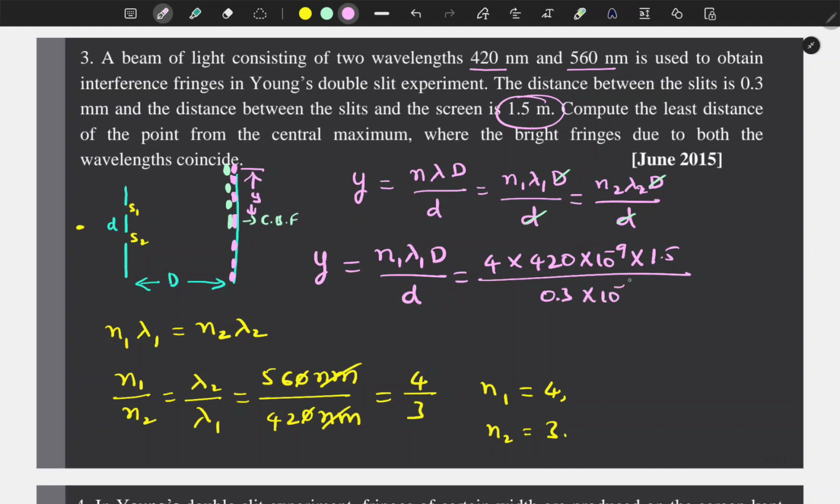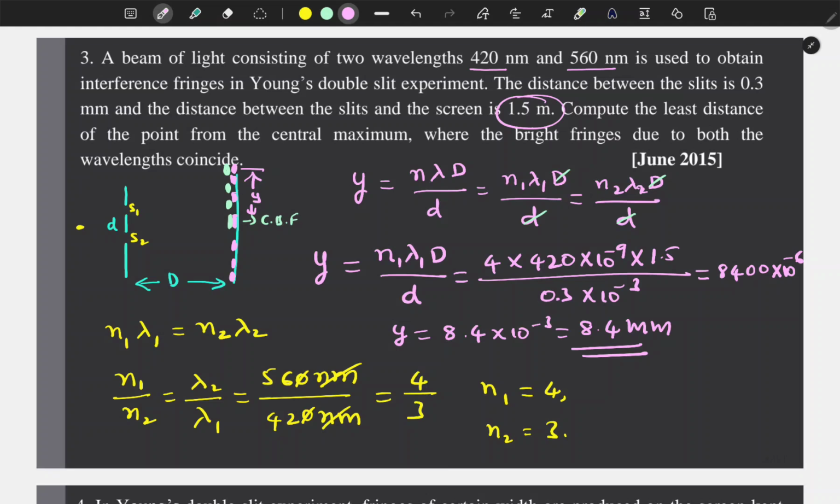0.3 millimeter, 10 to the power minus 3. So how much do you get if you solve this? Let me solve it and write the final answer. I am getting around 8400 into 10 to the power minus 9. That is, y value is equal to 8.4. I think minus 9 plus 3 is minus 6. 8.4 into 10 to the power minus 3, that is 8.4 millimeter. This is the value of the distance y.